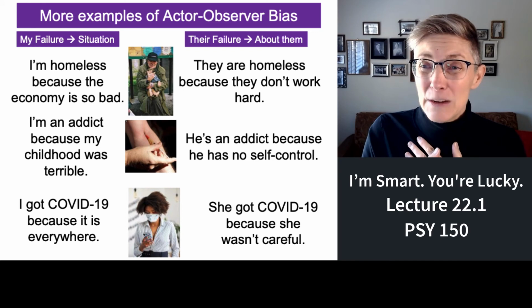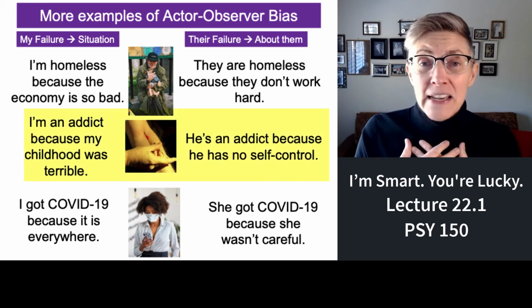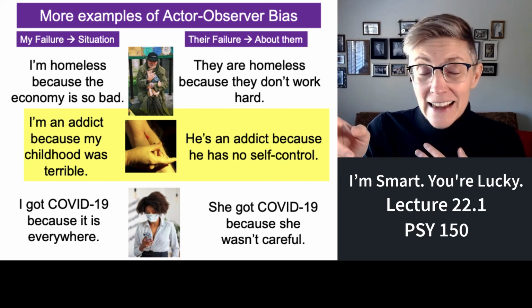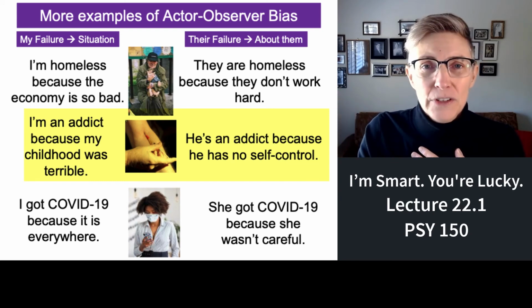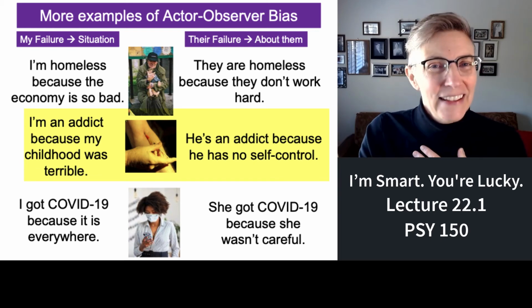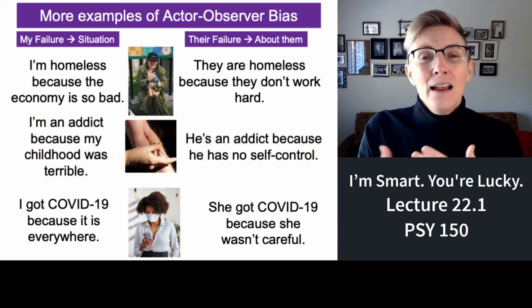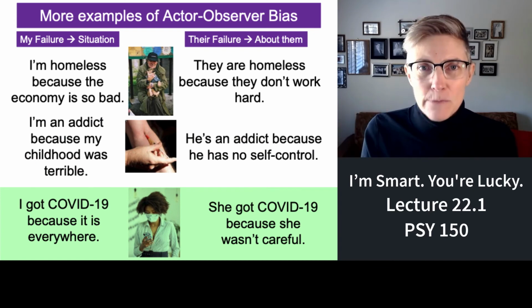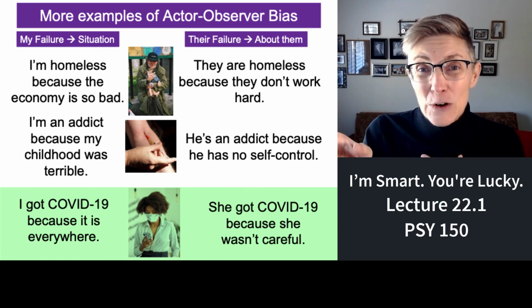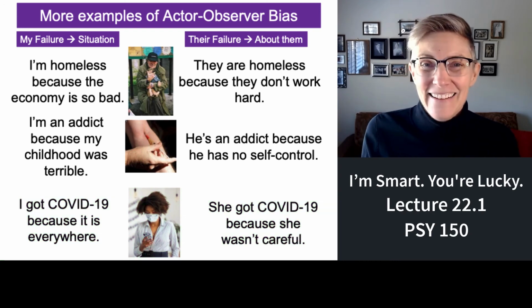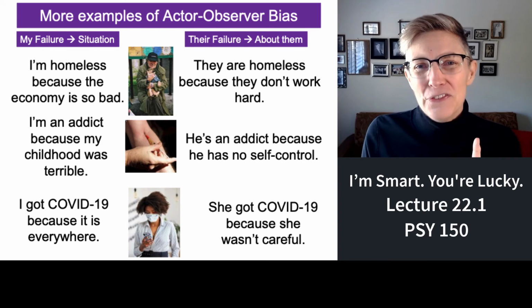Think about that kind of bias. I'm an addict because my childhood was terrible. He's an addict because he has no self-control. So mine is situational, his is personality. I got COVID because COVID is everywhere. You can't escape it. He got COVID because he didn't take care of himself and wear a mask. Get it? Now, that was for failures.